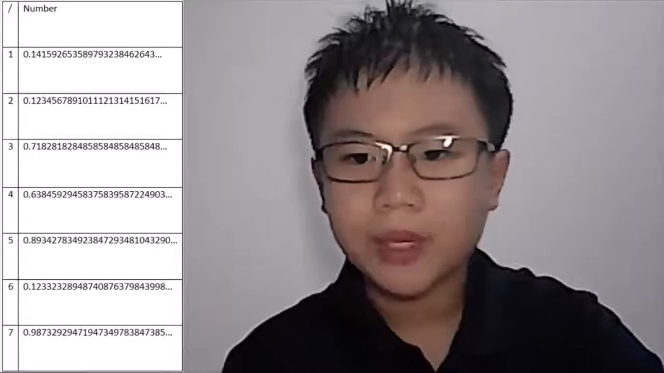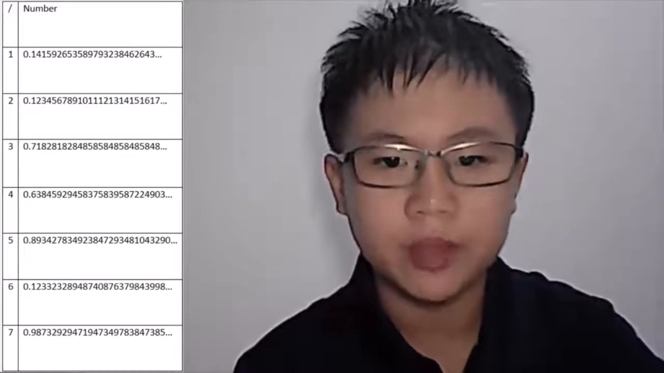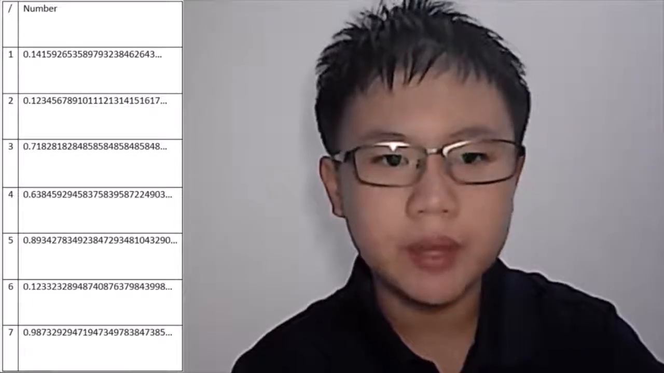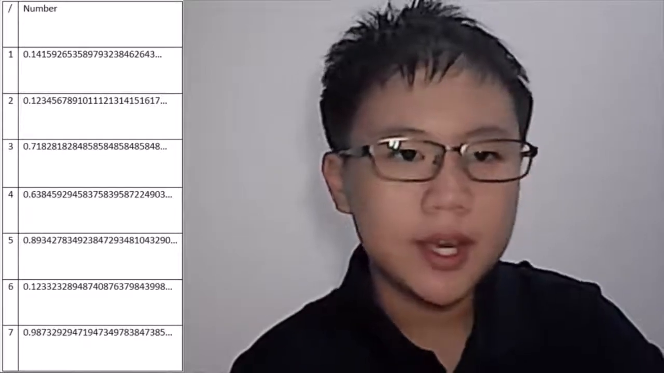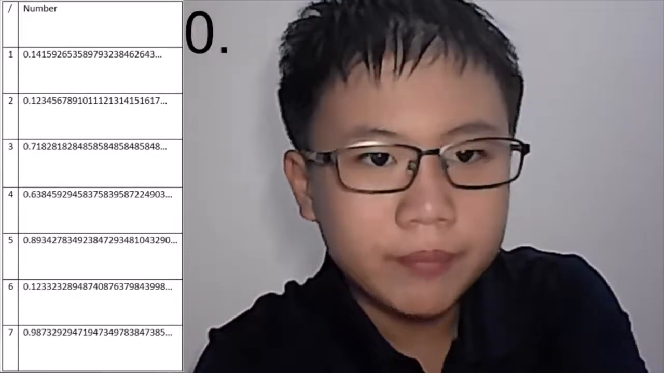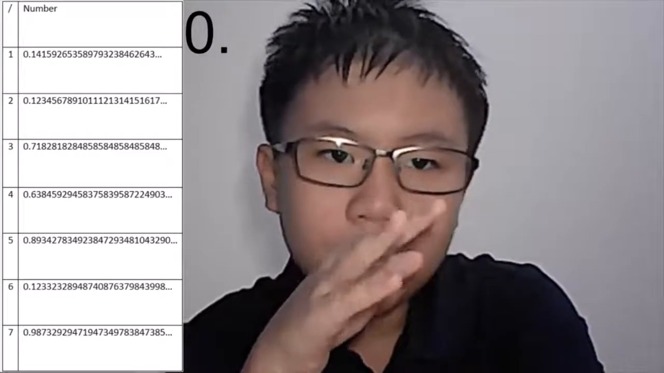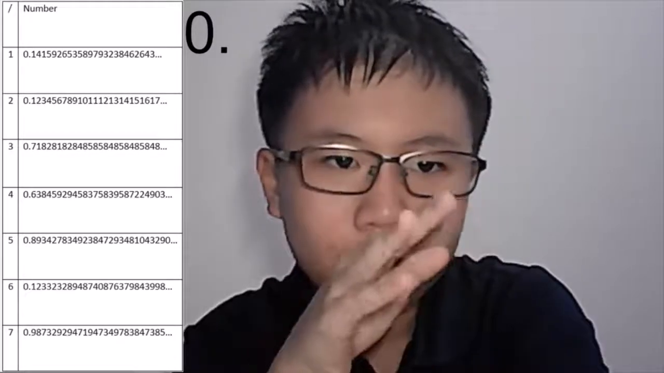We can do it in the same way as our ABAB bus. So we can have numbers like 0.141592 and so on, or we can have numbers like 0.123456, and we can do it in the same way we did for the people in the ABAB bus. Let's start listing uncountable infinity. Over here we have our 7 decimal numbers, and we are going to do the same thing we did for the letters.